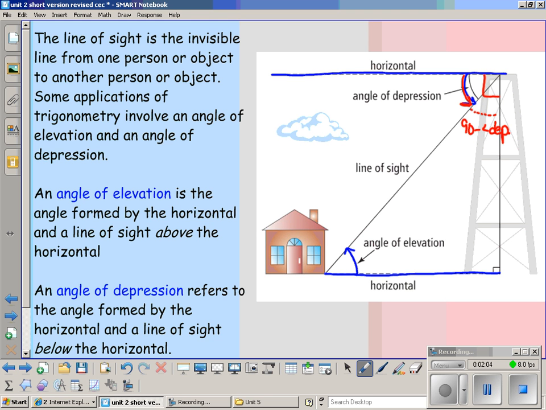The other thing to note, this is a property you will learn actually if you take Foundations 20. We have angle of depression and angle of elevation if we join our horizontals. These angles here, your angle of depression and your angle of elevation, will be the same. So that's another thing to keep in mind.